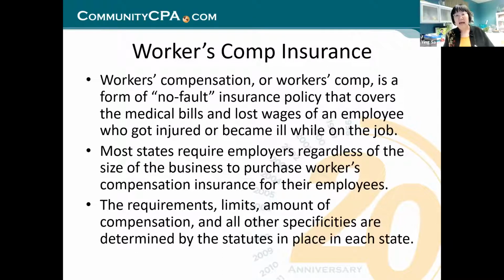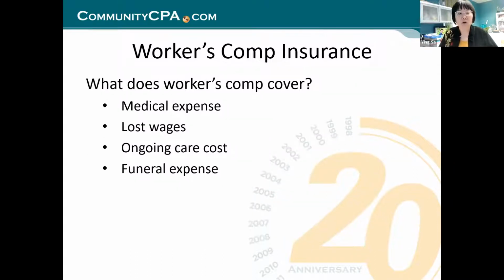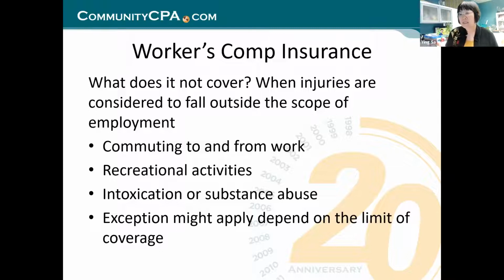Okay, having said that, you may say, well, I'm not sure I can buy it because I tried and I failed. Nobody wants to sell it to me. And I have an answer for you. You have to. There are places you can get it. The requirements and limits, the amount of compensation, and all of these specifics are determined by each state, folks. That's why workers' comp insurance is a state-managed no-fault insurance policy, and it covers medical, lost wages, and ongoing care costs. Listen to that. Funeral expense, if that really happened, right? Hopefully you don't end up in that situation as a business owner. That is so hard.